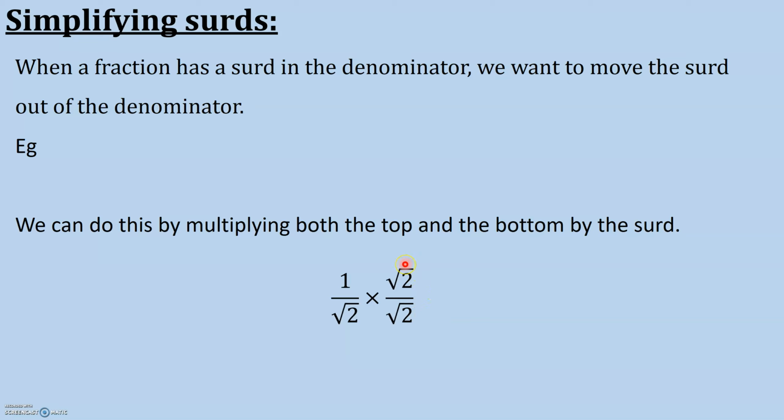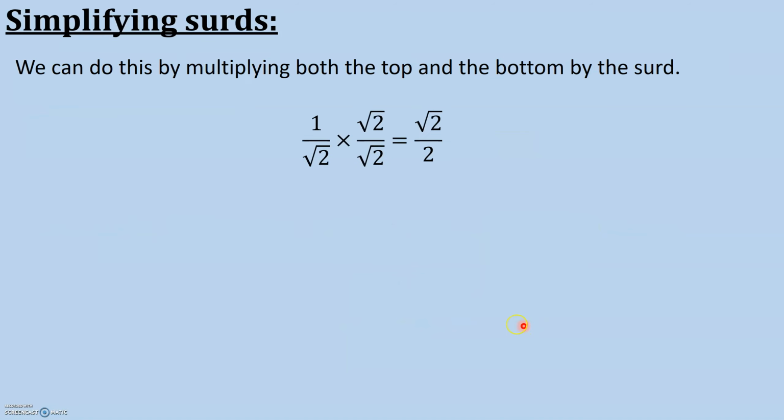Now, as you can see here, we don't change the value of our fraction at all, because the square root of 2 divided by the square root of 2 is just 1. So we're multiplying our fraction by a 1. But what will happen if we multiply the square root of 2 by the square root of 2? We will get 2. So we've moved our surd out of the denominator. But you can see here 1 times the square root of 2 is the square root of 2. We've shifted our surd up into the numerator.